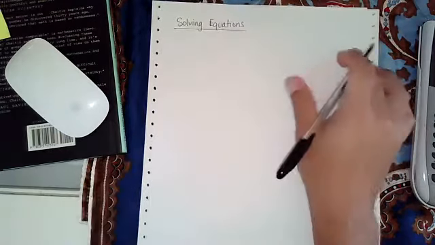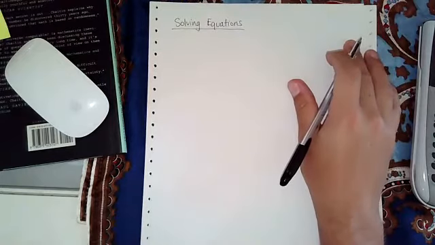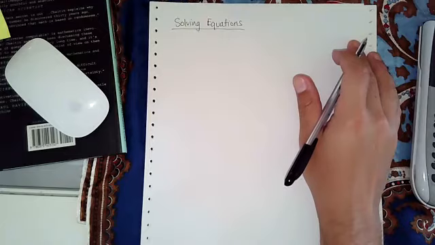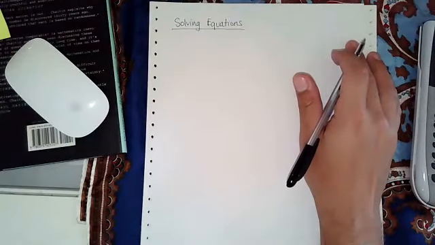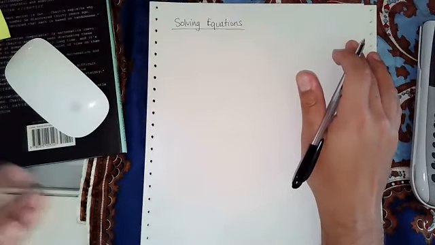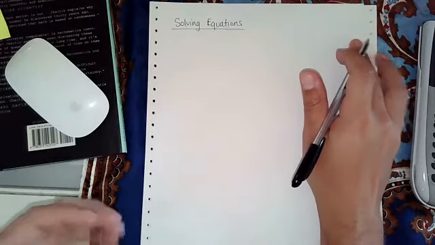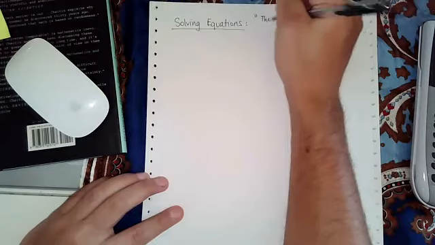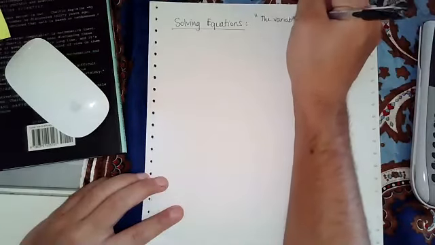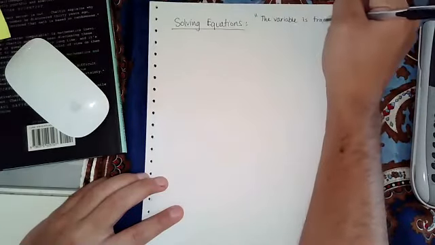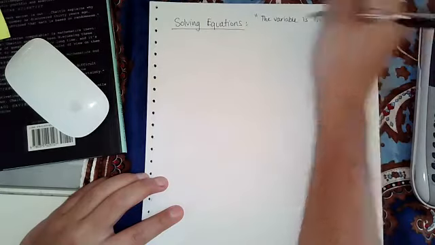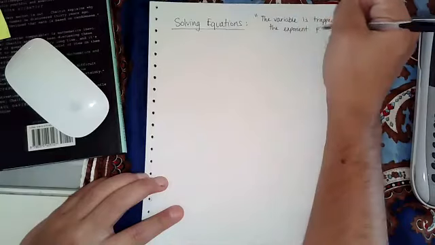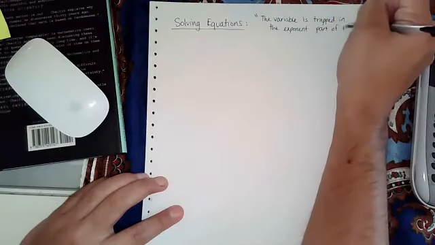Because for this last part of the class, what we're going to be looking at is solving equations. And we're going to need to be able to solve equations that have exponents in them, or that have a variable in them. The way I think about them is that the variable is trapped in the exponent part of the expression. Okay, so maybe I'll write that down. The variable is trapped in the exponent part of the expression.